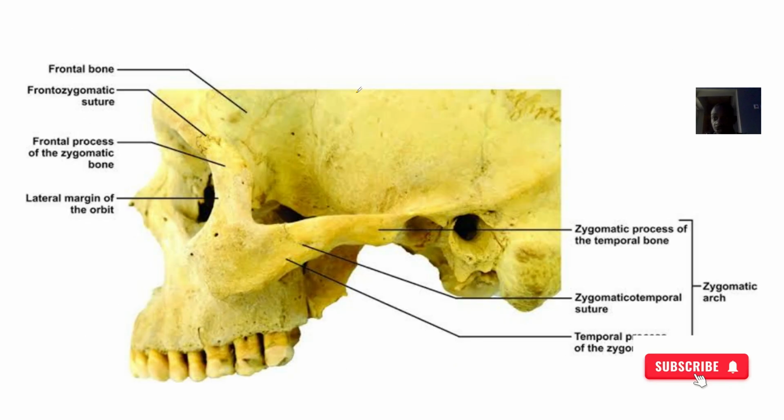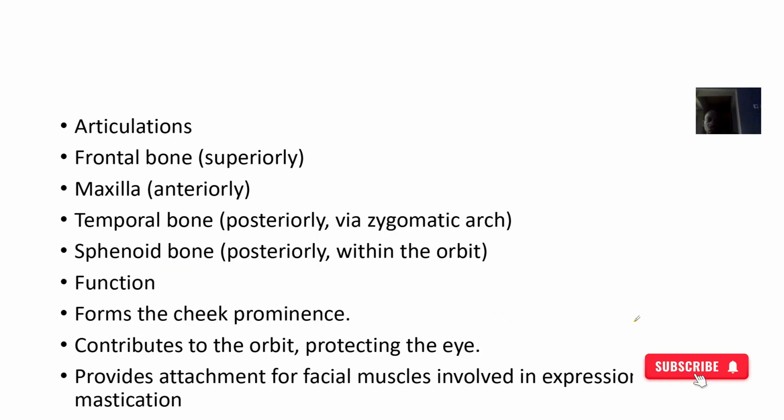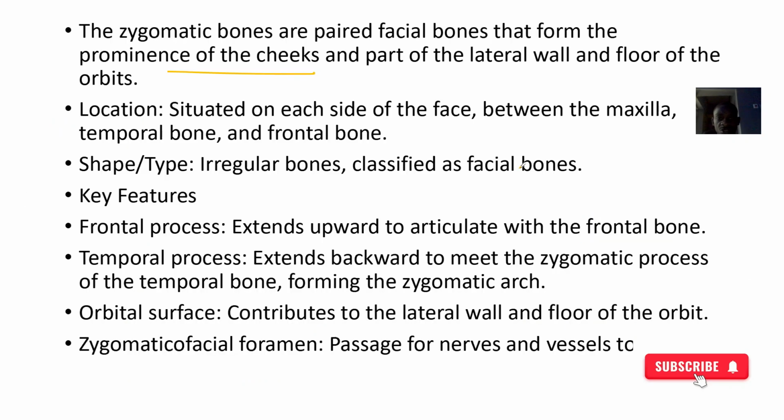So this is like a real skull image, and you could actually look at the zygomatic bone as having a lot of processes. Okay, we have the frontal process of the zygomatic bone, we have the zygomatic process of the temporal bone, we have the zygomatic temporal suture, so a lot of it. So let's quickly look at the anatomy. So the location is on each side of the face. They're irregular, you can't say it's actually this shape, they are irregular.